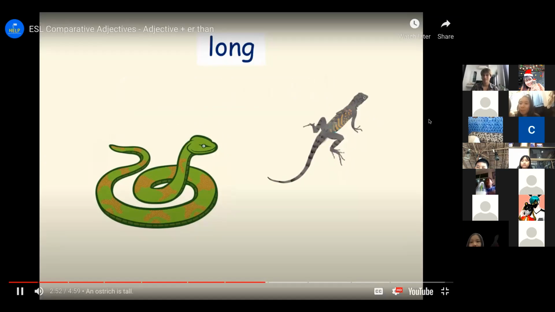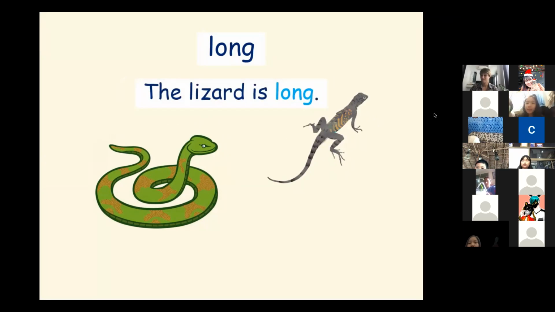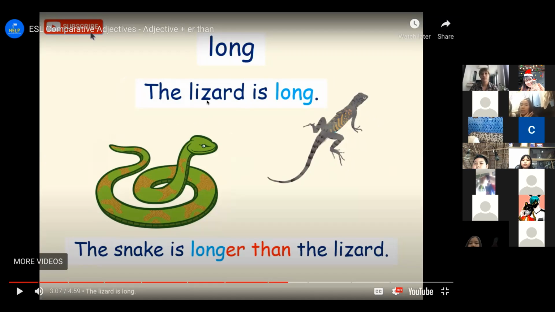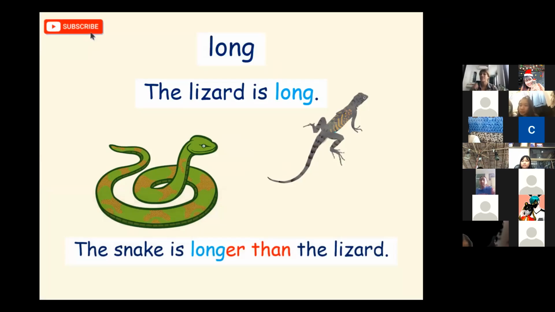Long. The lizard is long. The snake is longer than the lizard. The lizard is long. The snake is longer than the lizard. Very good. You guys are adjective wizards.